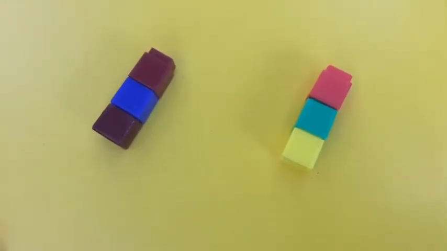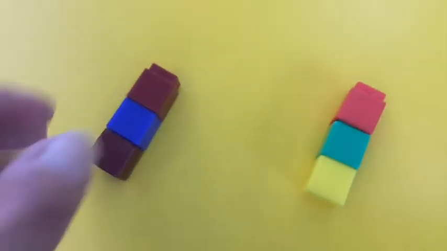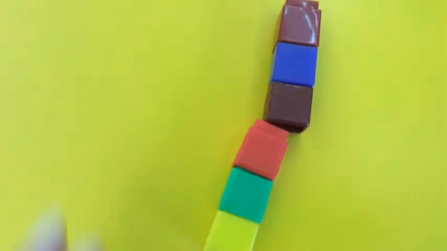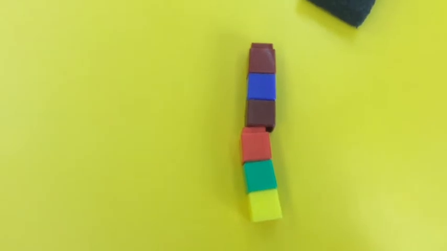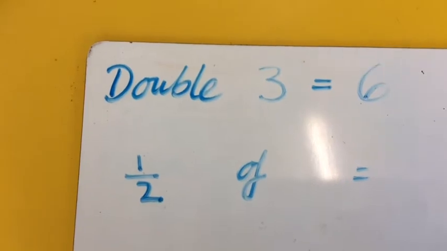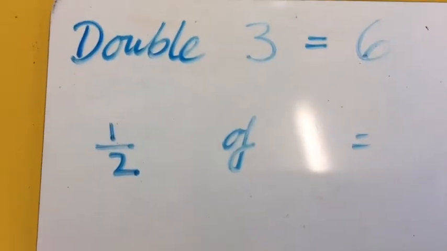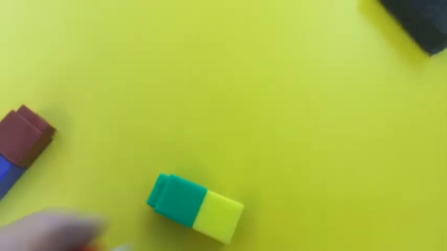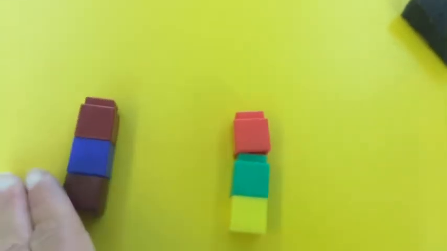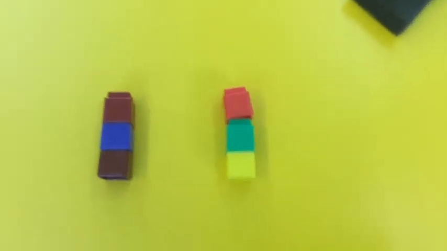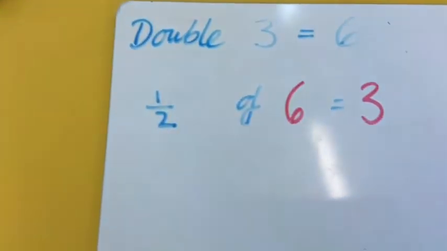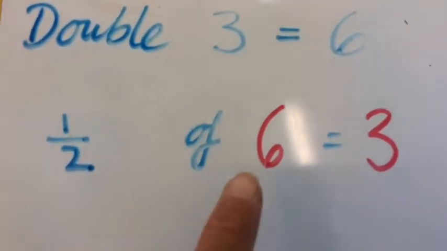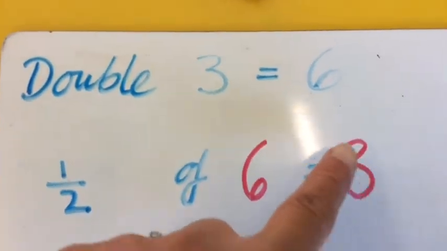What double have we got here? And what does it make all together? Double 3 is 6, isn't it? So what should this be? Half of what makes what? You've got your 6, you halve it, so they're exactly the same. 3 here, 3 here. So in 1/2, half of 6 is 3. Can you see the 6's? Can you see the 3's?